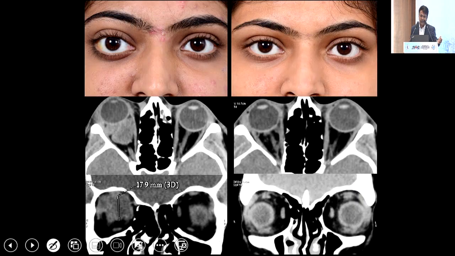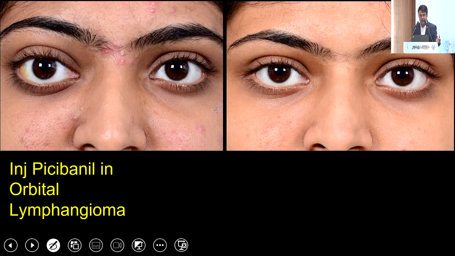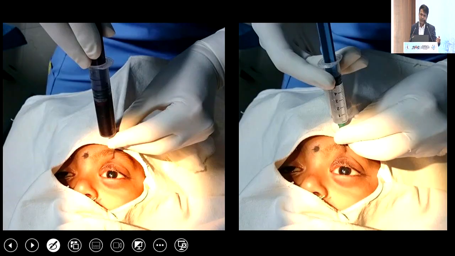You would rather give an injection, which could be either picibanil or bleomycin. Here we choose picibanil mainly because it's an intraconal lesion all around the optic nerve, and we know picibanil is safe for the optic nerve compared to bleomycin, which can have visual reduction. So this girl did very well after a couple of injections of picibanil, and for a macrocystic lymphangioma, you would aspirate the contents, which is blood here, and inject 1/4.